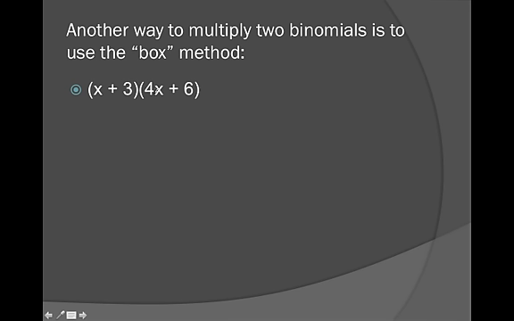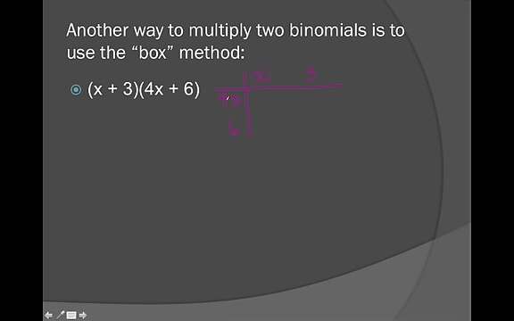But for right now, I'm going to show you something we call the box method. All right, so I know that I need to multiply these two binomials. I'm going to set them up in a box. I've got my x and my 3, and I have my 4x and my 6. I'm going to set this up so that I am in effect multiplying everything just like I was distributing, only it's going to come out neatly in this box, and I'm going to be able to combine like terms very easily to come up with my answer.